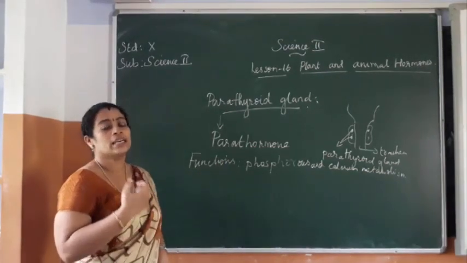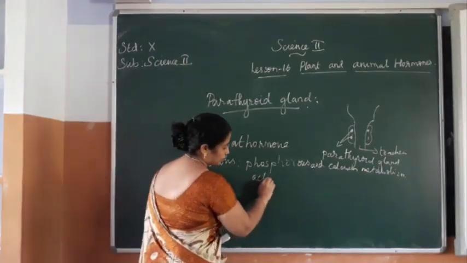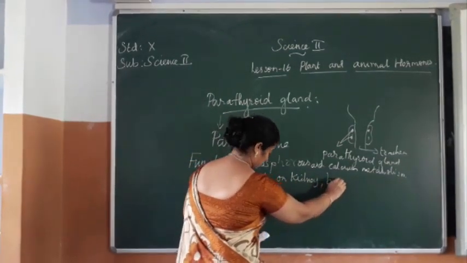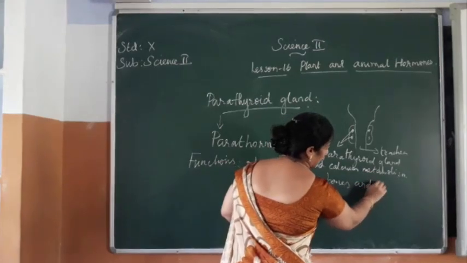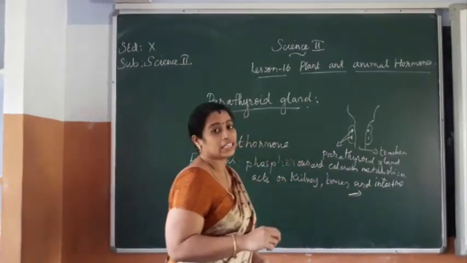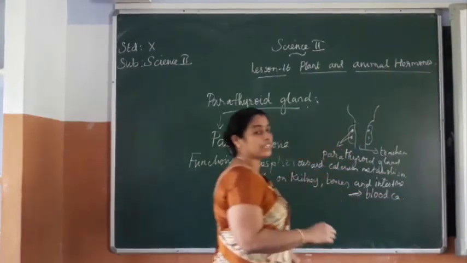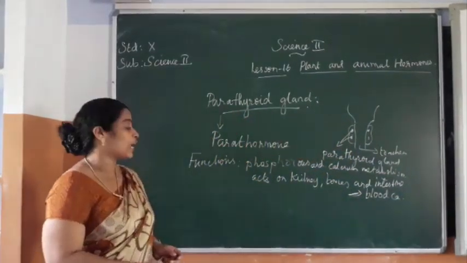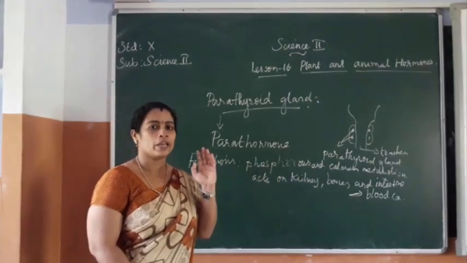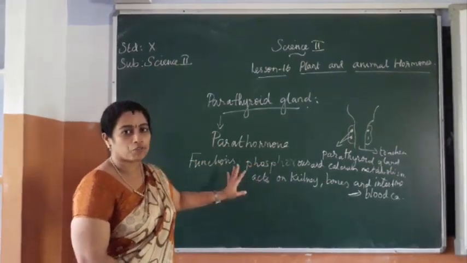Second one, it acts on our kidney, bones and also intestine to maintain the blood calcium level. Okay, the calcium level is maintained by this. Parahormone acts on the kidney, bone and intestine of our body, and also regulates and maintains the blood calcium level of our body. These two are the main functions of parahormone.